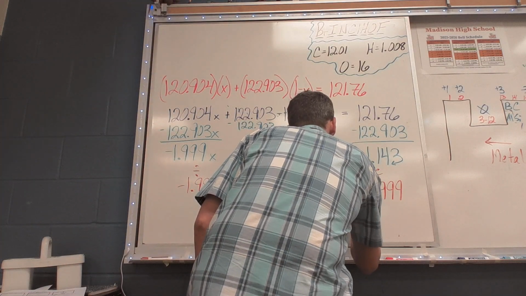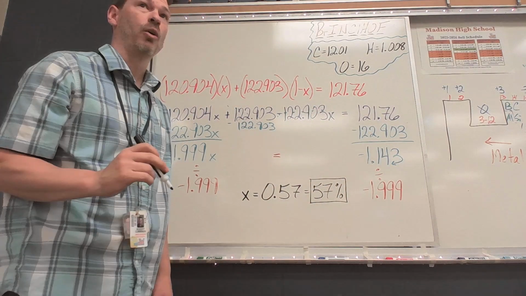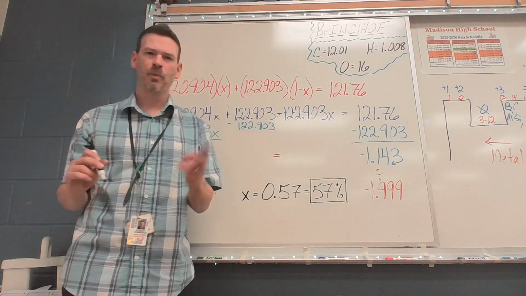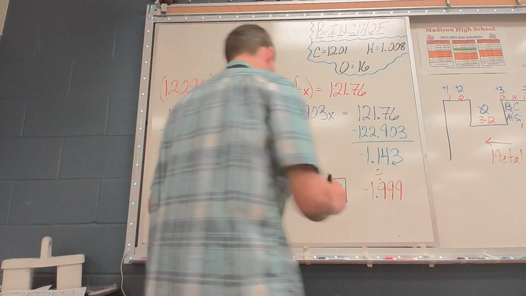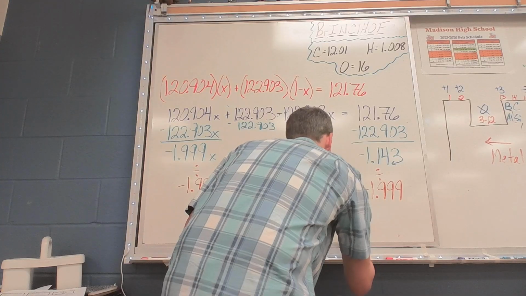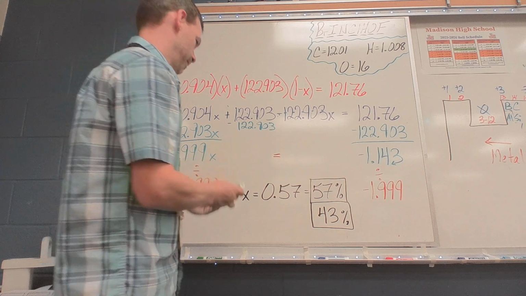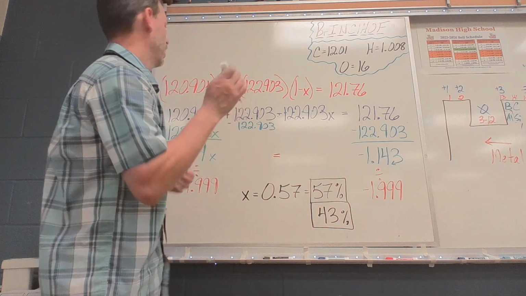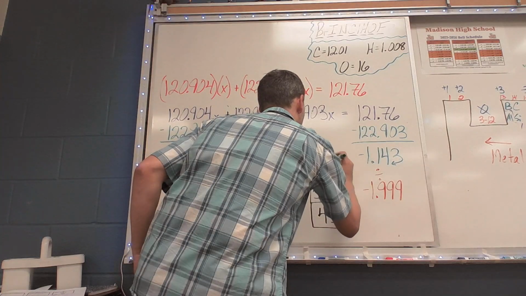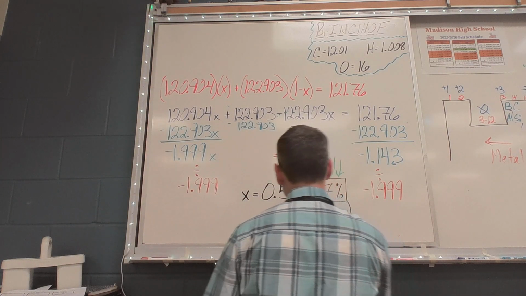You're going to get 57% for the first isotope. So what must be the percent of the second one? 43%. All right, and this one will be the Sb-121. This one will be the Sb-123.